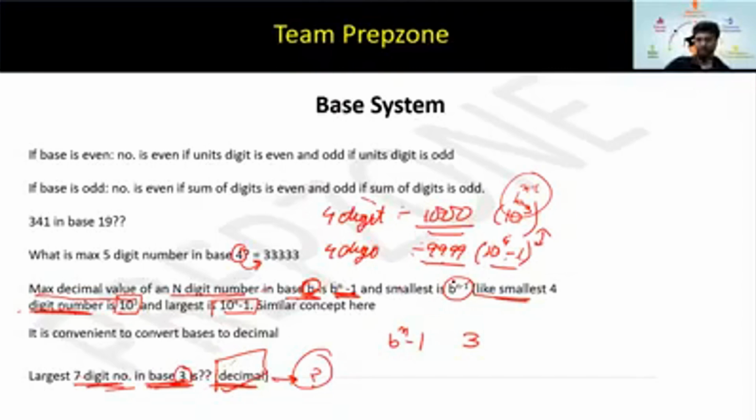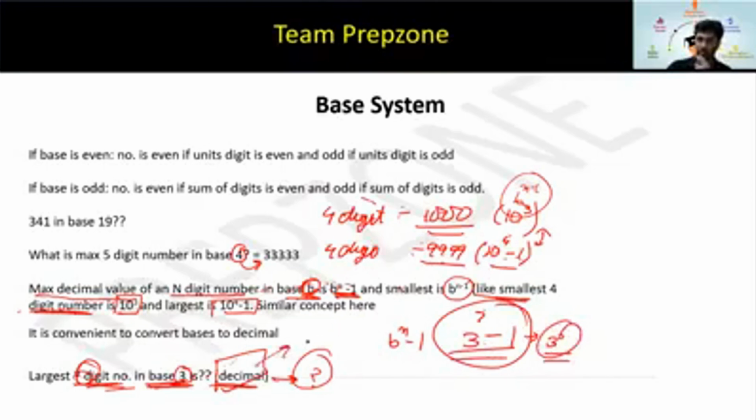Everyone, I'm just applying this formula. Why are you making these mistakes? This will be 3 to the power 7 minus 1. What is n? N is the largest 7-digit number, na? So this will be 3 to the power 7 minus 1. Simply, the largest is 3 to the power 7 minus 1, and the smallest will be 3 to the power 6. Clear? This is the decimal answer.